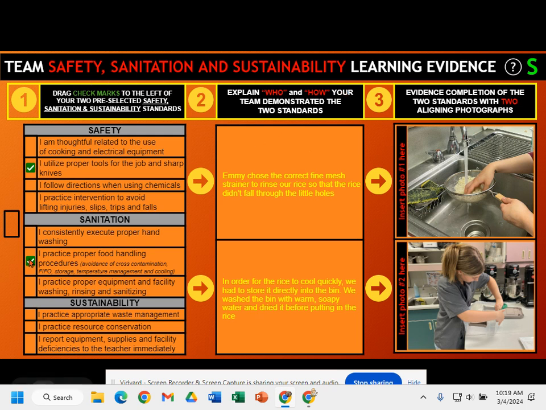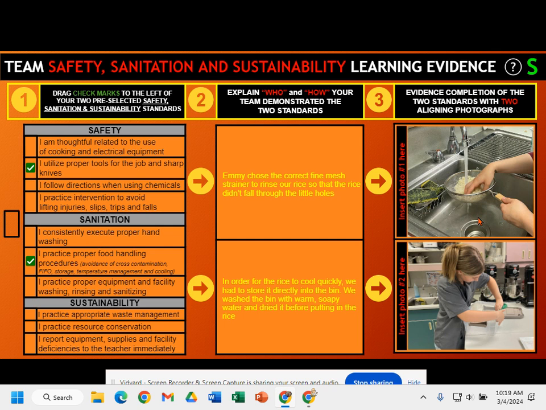Here again, identifying two standards. You could pick one category, just sanitation or just safety, or spread it out however you'd like, but you want to at least focus on a couple of these categories: safety, sanitation, sustainability. Identify two standards, write who did it specifically, and then again, support it with two photographs.